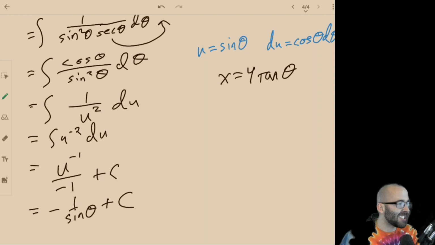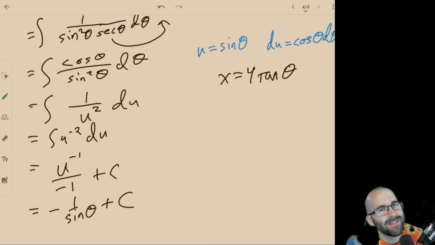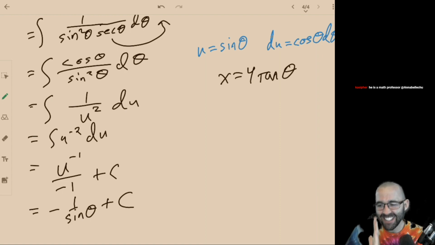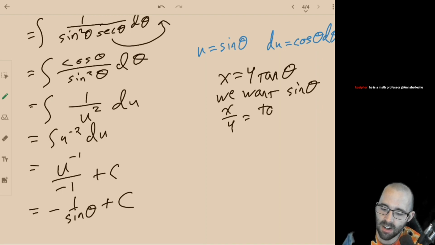In my trig class, I say this is going to be so fun when you get to this in Calc 2, and all my students go, you're lying. But it's true. We want sine of theta. So let's divide both sides by 4. We get x divided by 4 equals tangent of theta.